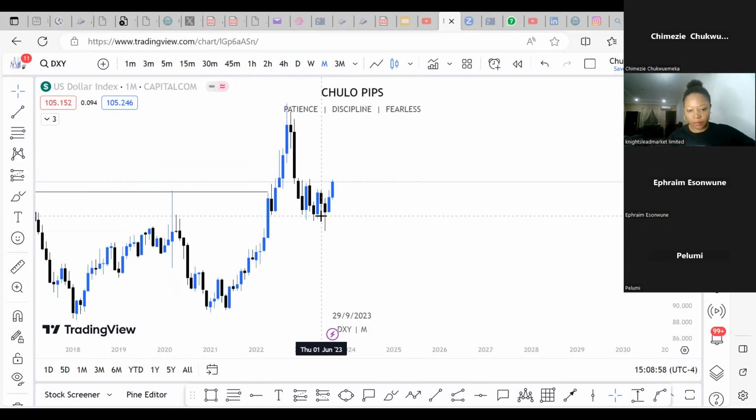Whenever a buy stop liquidity is taken out, it simply means that price is reversing to the other side. So buy stop liquidity, like the name implies, whenever it's being taken out from the market, it means that the market is going to reverse downwards. And whenever price takes out sell stop liquidity, it means that the price is going to move to the other side of the market.